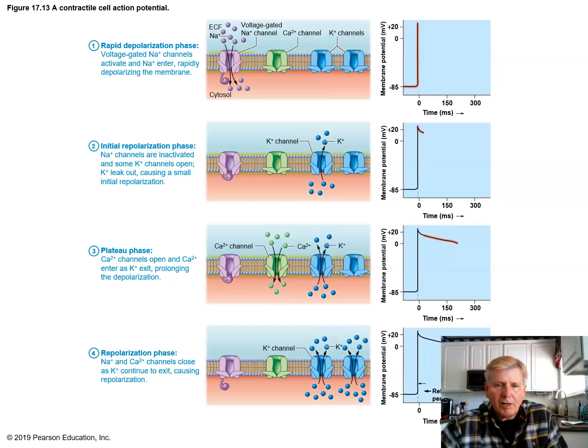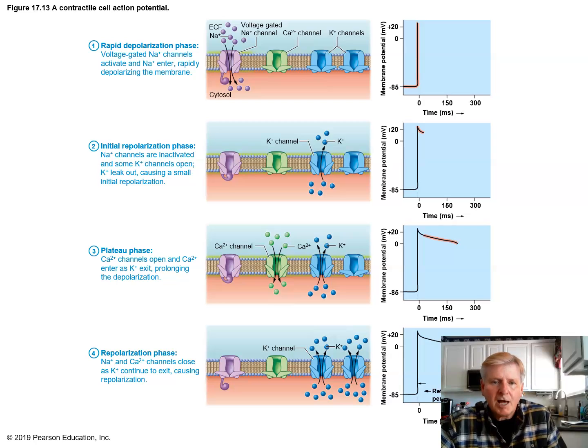So in a cardiac action potential, you have a rapid depolarization phase. Okay, and that's because the voltage-gated sodium channels are activated, and that causes sodium to enter, and you get an almost vertical swing in your action potential depolarization. Okay, and that's because of the fully open voltage-gated sodium channels. Notice that calcium and potassium channels are still closed.